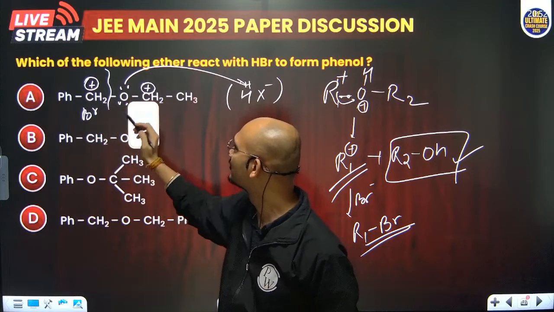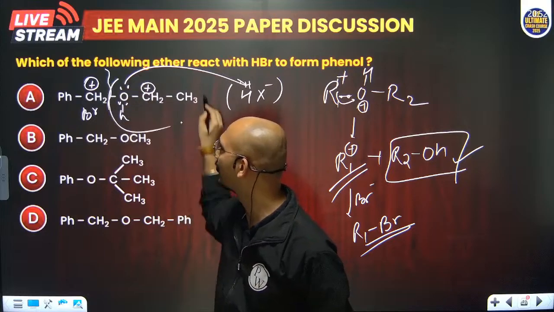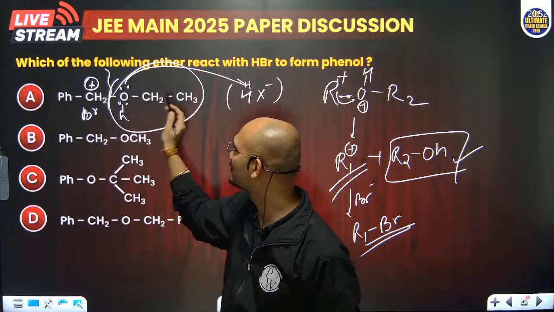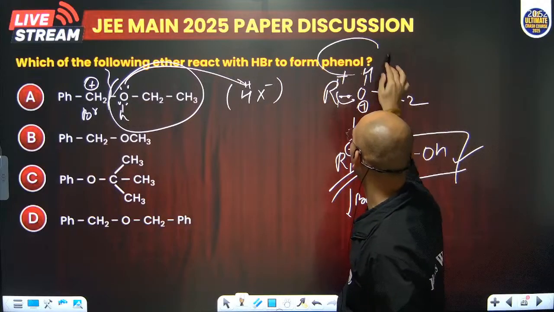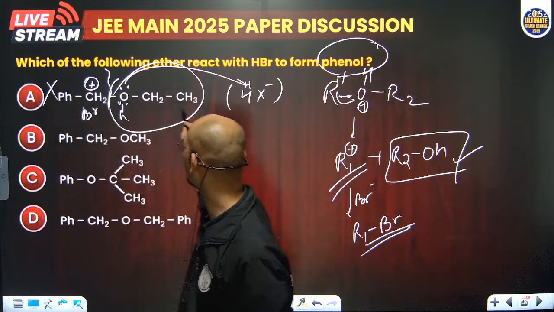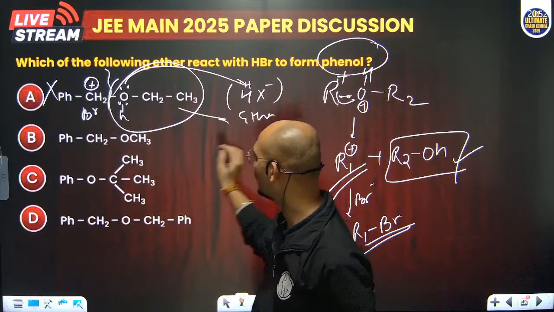But what about this? The rest of the part will be forming alcohol. So what is that? CH3CH2OH. So it is giving ethanol. What do we want? We want phenol. No, it will not be giving that. It is giving ethanol. What about this?